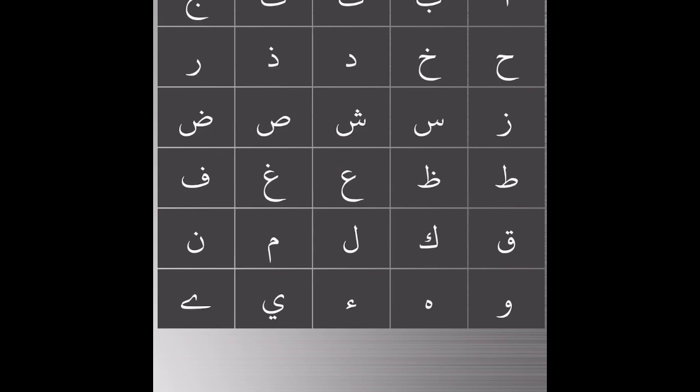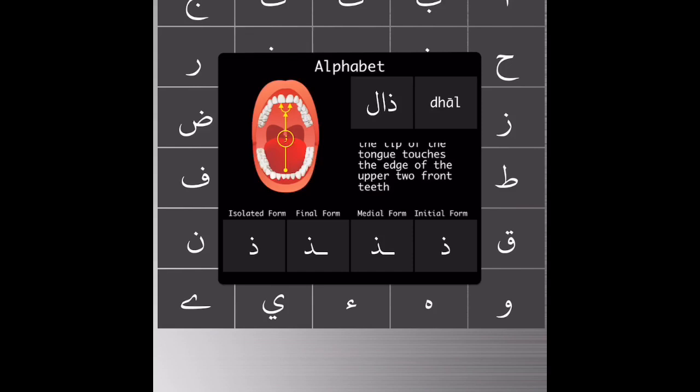The next letter is dhal. Similar to when we say "that" in English. The word dhikr starts with this letter.